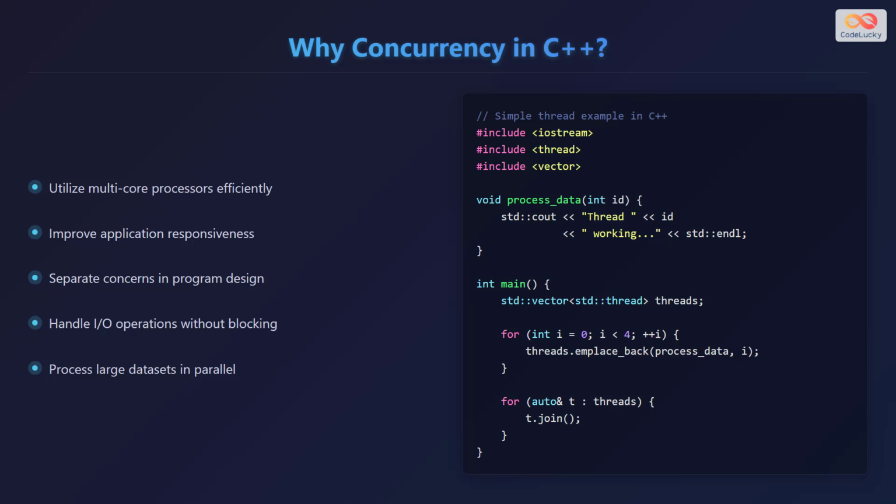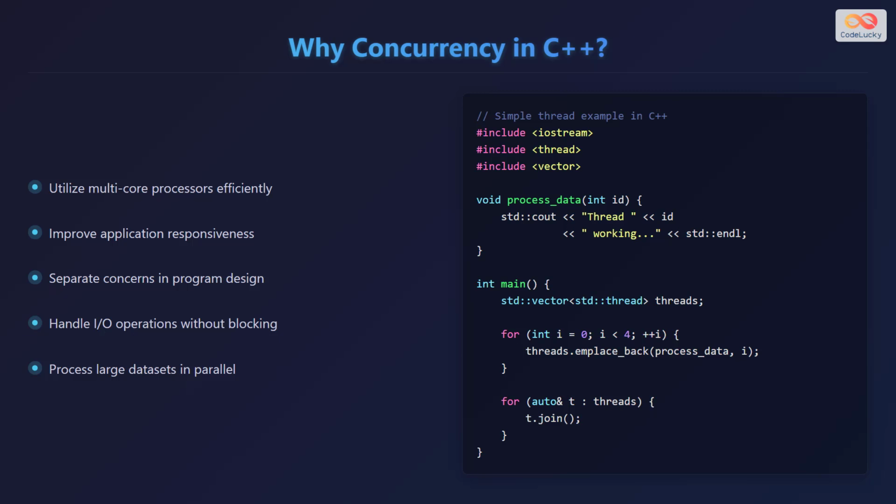So, why bother with concurrency in C++? There are several compelling reasons. First, it allows us to efficiently utilize multi-core processors, which are standard in today's computers. By running tasks in parallel, we can significantly speed up our applications.